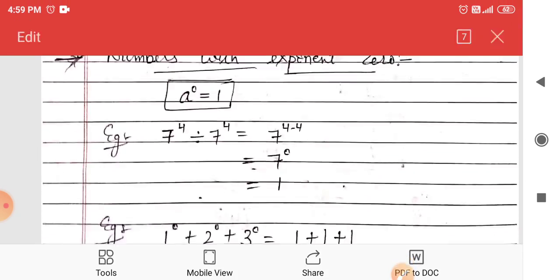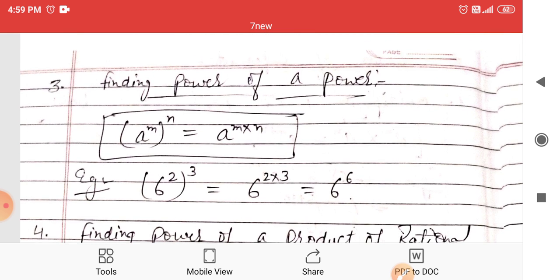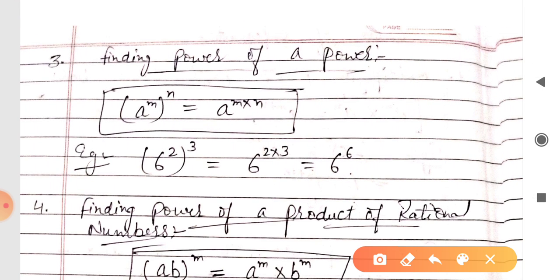Next law is third law, finding power of a power. If any number has a power and there is one more power of this number, that is there are two powers of one number, like a to the power m to the power n, then a has two powers, m and n. So multiply these powers. Always multiply these powers: a to the power m times n. This is the general form of the third law.